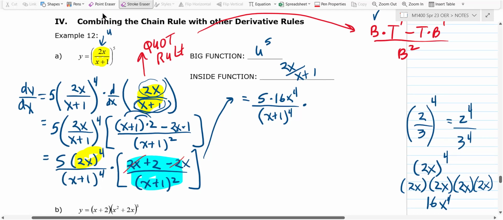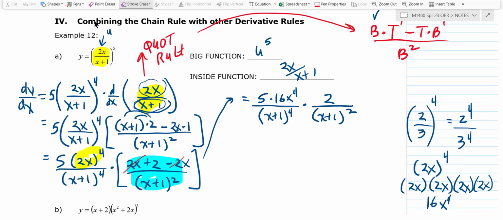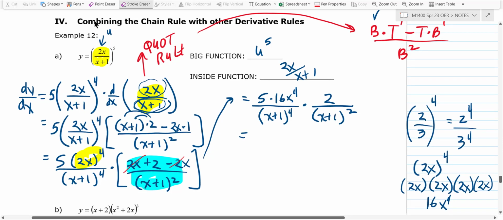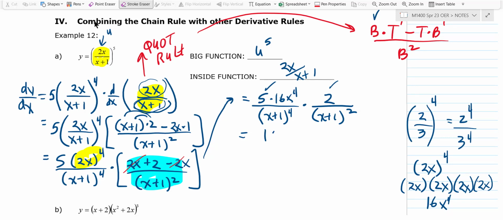2 x's cancel, right? So what you're left with is 2 over x plus 1 to the 2nd, like that. Okay? Now, when you're learning arithmetic, how do you multiply fractions? You multiply straight across, right? So you multiply the numerator straight across. You could use your calculator. 5 times 2 is 10. 10 times 16 is 160, like that.